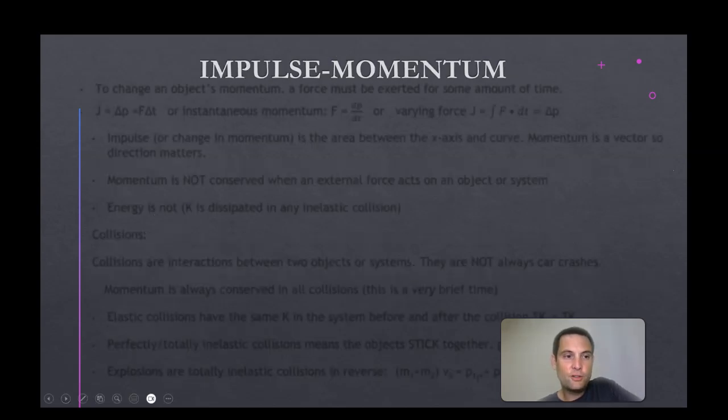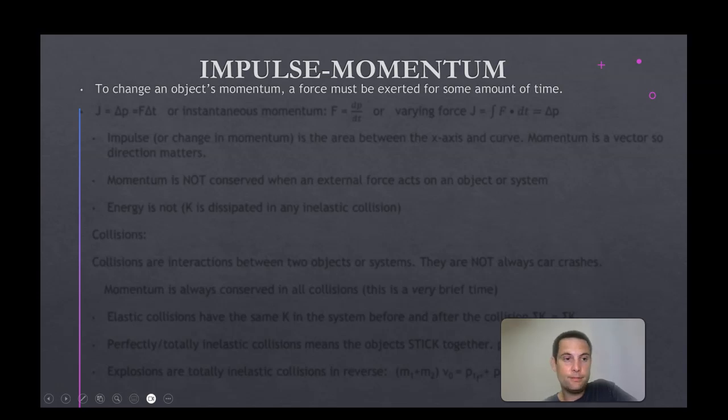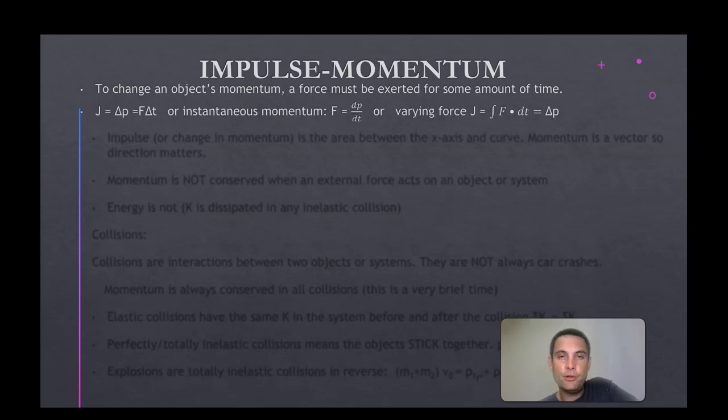On to our next conserved quantity, and that's momentum. To change an object's momentum, mass times velocity, a force must be exerted for some amount of time. We call that impulse. Our impulse-momentum theorem is J equals delta p equals F delta t, which tells us the area under the curve for an F times delta t graph is going to be our change in momentum. Or if we need instantaneous momentum, we can do F equals dp/dt.